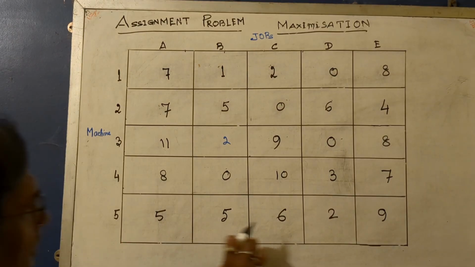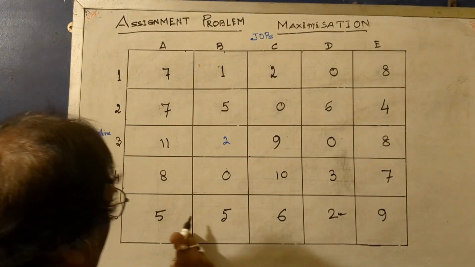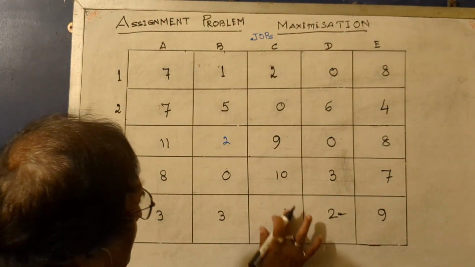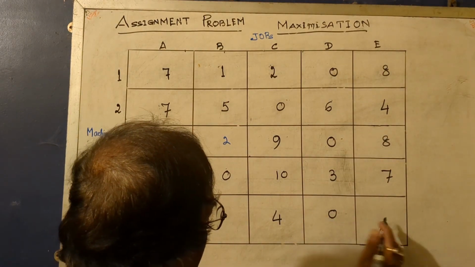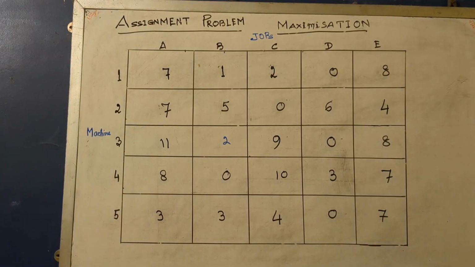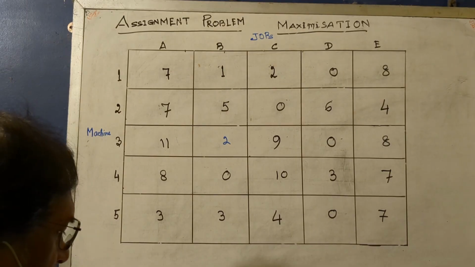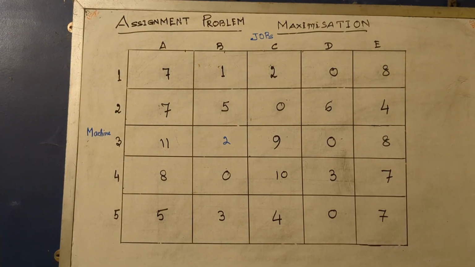Now for the fifth row, the lowest element is 2. You subtract 2 from all other elements of this row. Then it will be 3. Again, this will be 3. And this will be 4. And this will be 0. This will be 0. And this will be 7. So 5, 3, 4, 0, 7. The last row is 5, 3, 4, 0, 7. Last one is 7. 7 minus 3 is 5. Sorry, 5, 5, 3, 4, 0, 7.